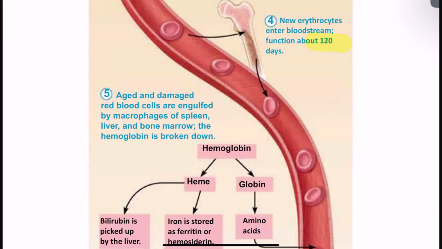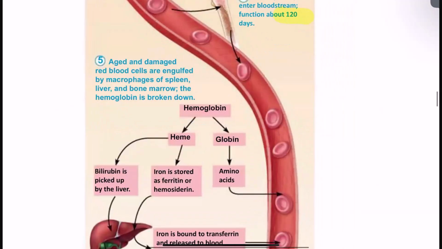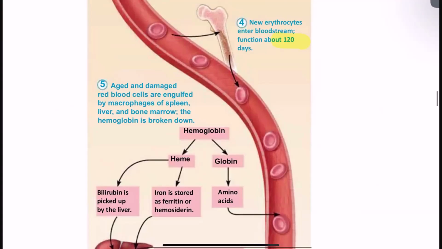And so they start to really get stuck in certain areas of the body, especially the spleen. And so what happens is those old red blood cells start to get eaten up by specialized cells called macrophages. So macrophages in the spleen, and your textbook calls the spleen the red blood cell graveyard, and I think that's a cutesy way to remember it. So the red blood cell graveyard is the spleen, and that's where macrophages eat them all up.